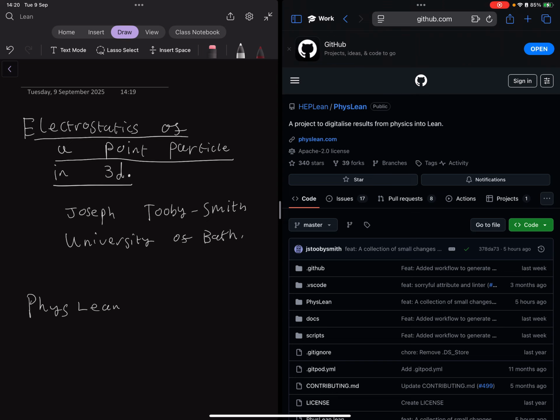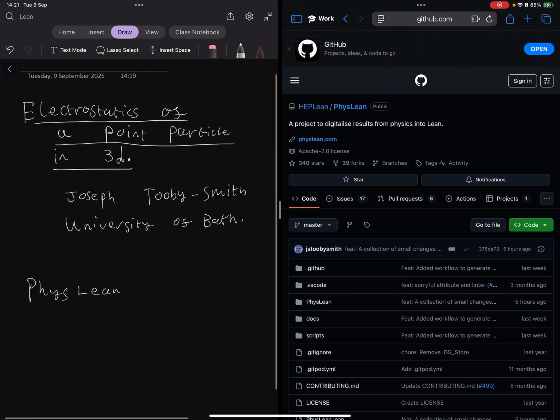And basically it means that you are guaranteed to write statements which are mathematically correct, because you can only write statements that are mathematically correct into one of these interactive theorem provers. And PhysLean is an open source project to write results into Lean. I may have already said that, and I apologize if I said that twice.